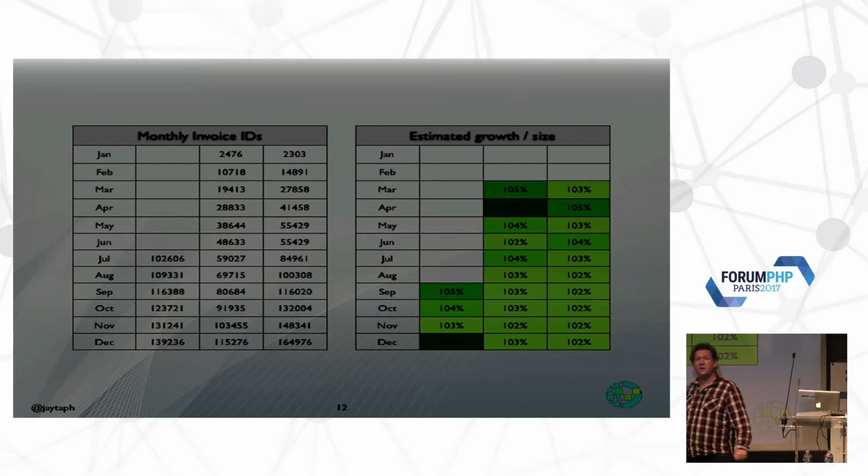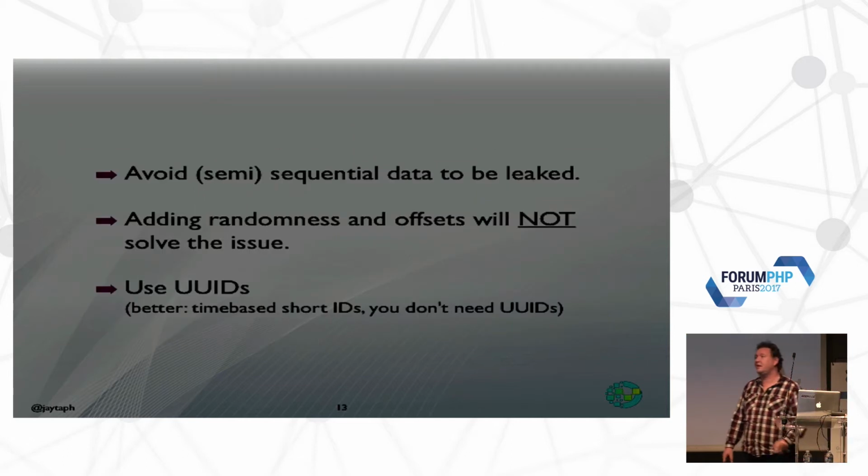Does anyone send out invoice IDs? Yeah? Okay, so we'll take a look at stuff like this. What we want is to avoid semi-sequential data being leaked. Some people say, oh, I do very clever things and add randomness and offsets, but that will not resolve the issue. Again, it's statistical information that will even out in a little bit.